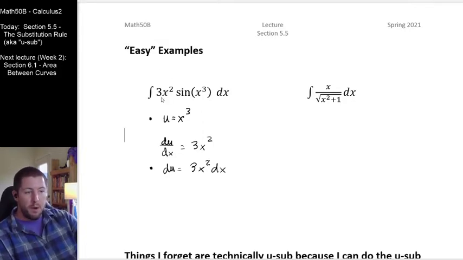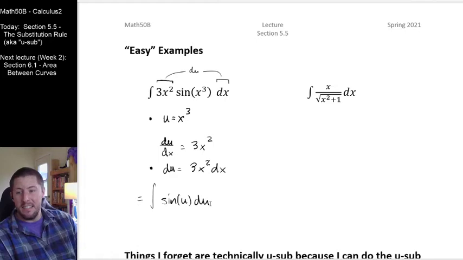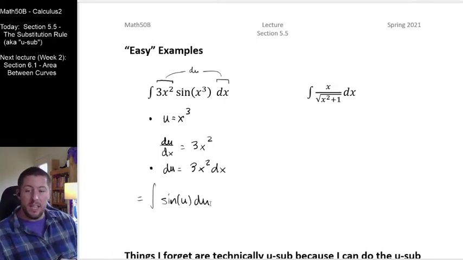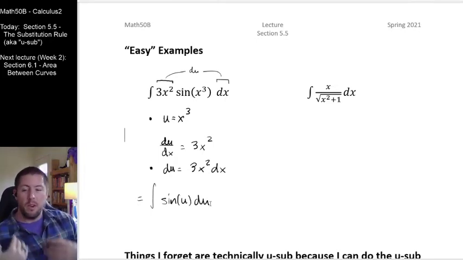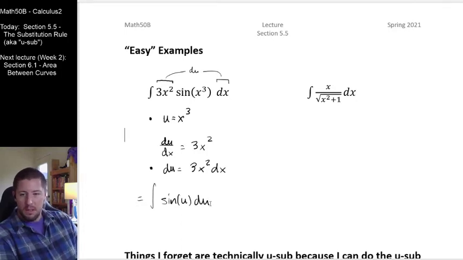So notice the very important part is that 3x squared and dx come together to just be du. I also have sine of x cubed, which we're going to be able to write as sine of u. So it seems like now we can say that our integral is actually directly equal to the integral of sine of u du. And that's easy, right? So what we've done here is we didn't do the integral right away. We stopped and rearranged how we think of the integral so that we can put it in terms that are a little bit easier to manage.